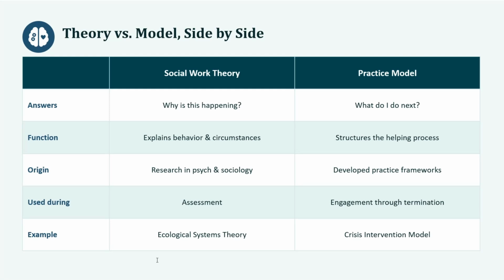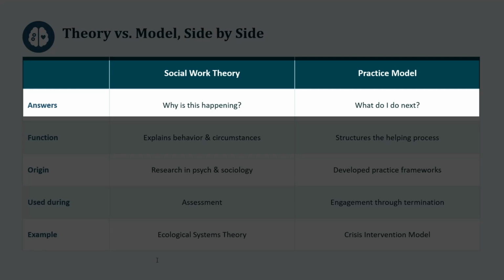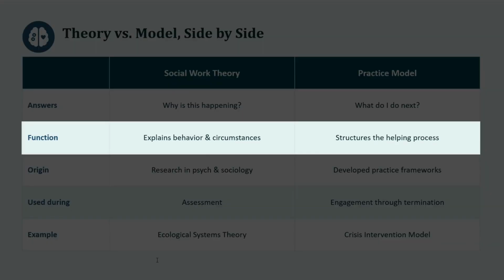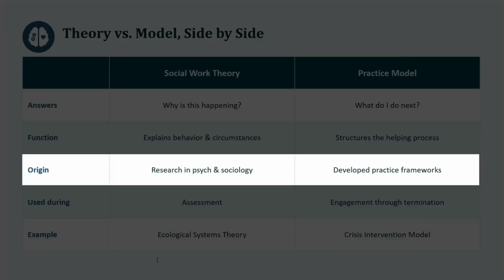Here's a quick side-by-side to make the distinction between the two stick. Social work theory answers, why is this happening? The practice model tells you what to do next. When it comes to function, social work theory explains the behavior and circumstances, while the practice model structures the helping process or next steps. When it comes to the origin of both, social work theory originates from research in psychology and sociology. Practice models are developed practice frameworks over time.